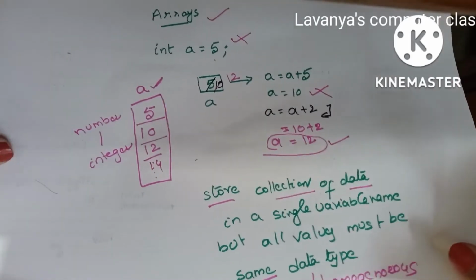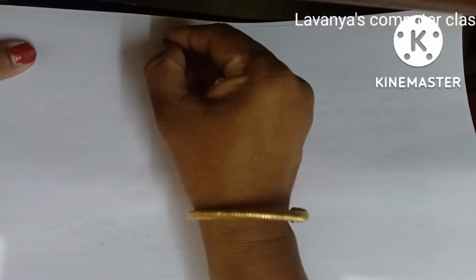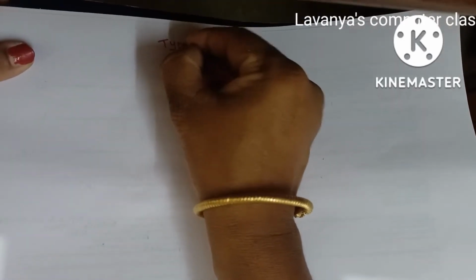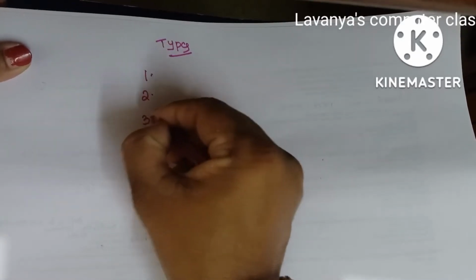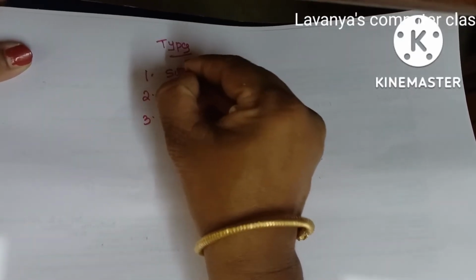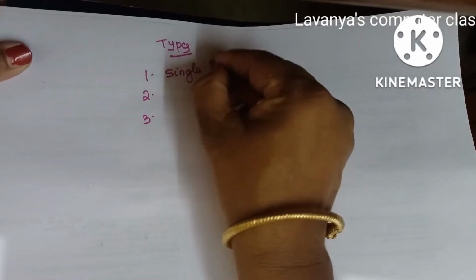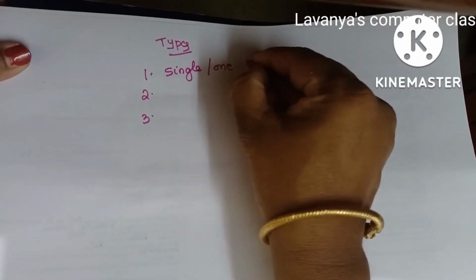Is it clear? Now I will go for what are the different types of arrays. There are 3 different types of arrays. First one is the single dimensional array, or simply known as one dimensional array.